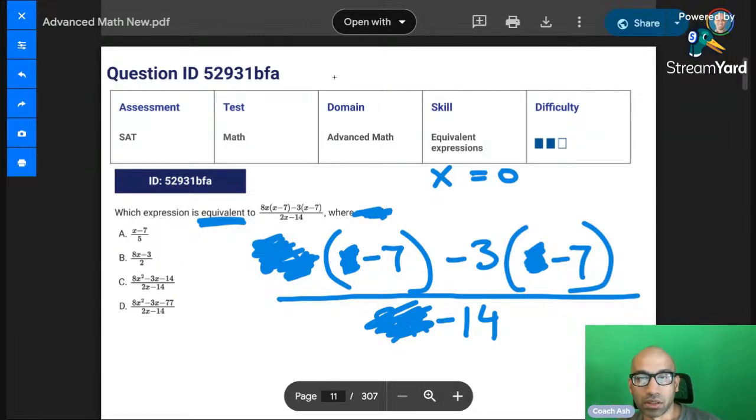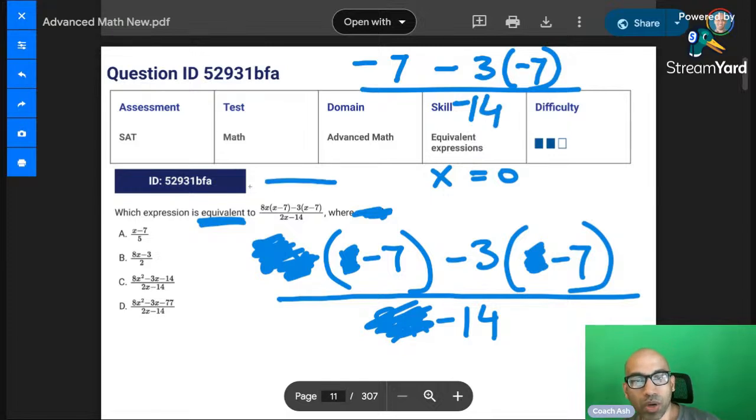I'll rewrite this here. You're just going to get negative 7 minus 3 times negative 7 over negative 14. You see, I greatly simplified this to such an easy problem for you. Now let's rewrite this a little bit better and solve this. Actually, I made a slight mistake here, so I'm going to rewrite this part here.